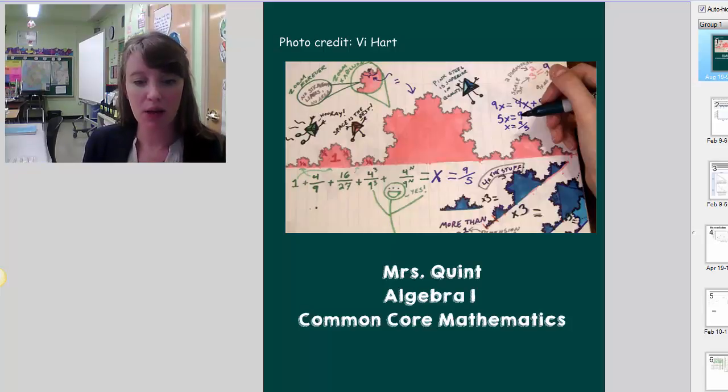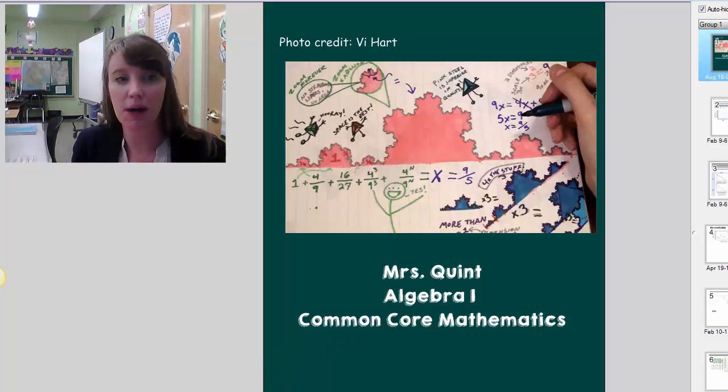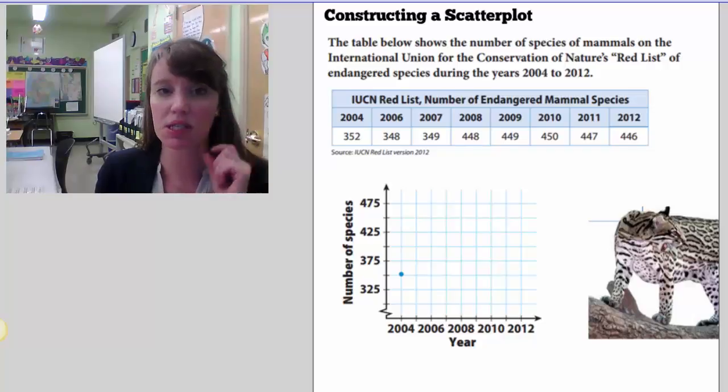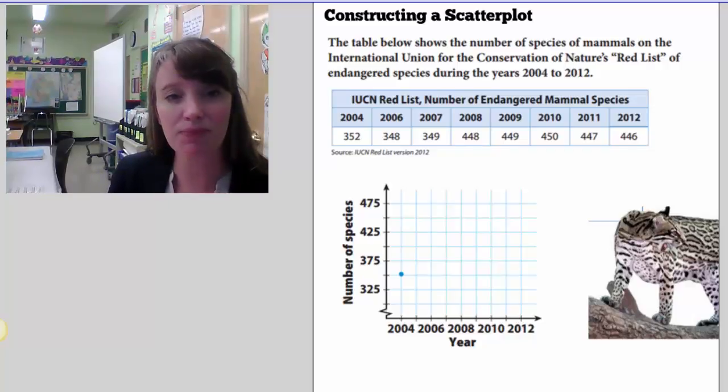Welcome back. Today we are going to be talking about a new module which is on statistics. The first thing we study when we talk about statistics is using a scatter plot.